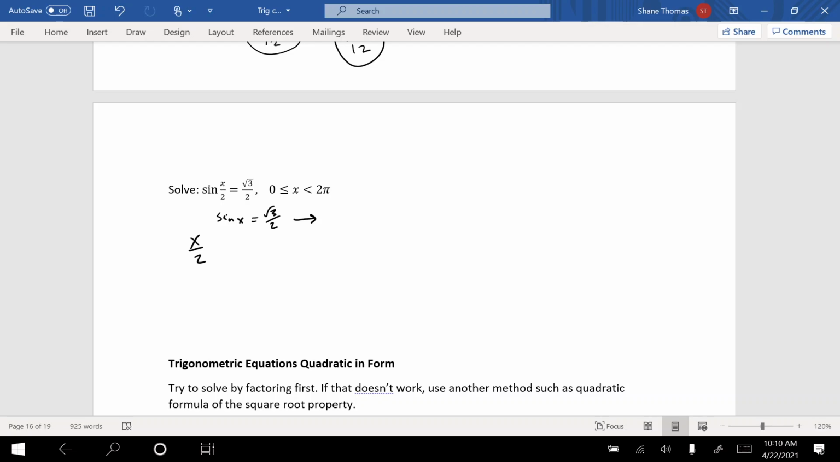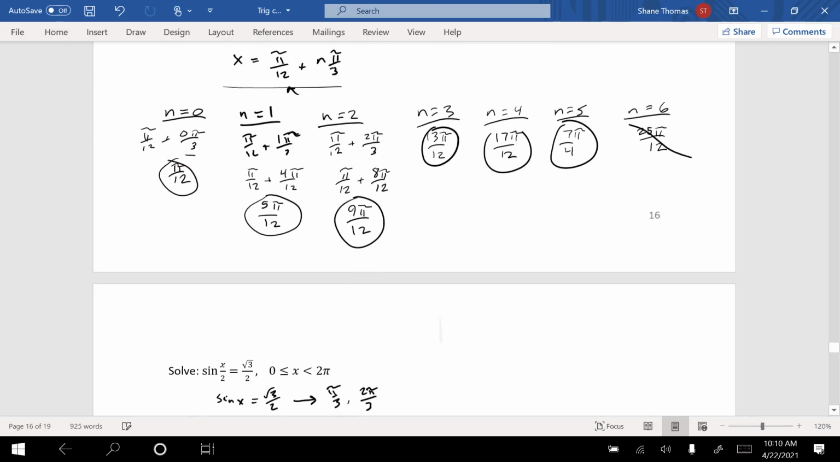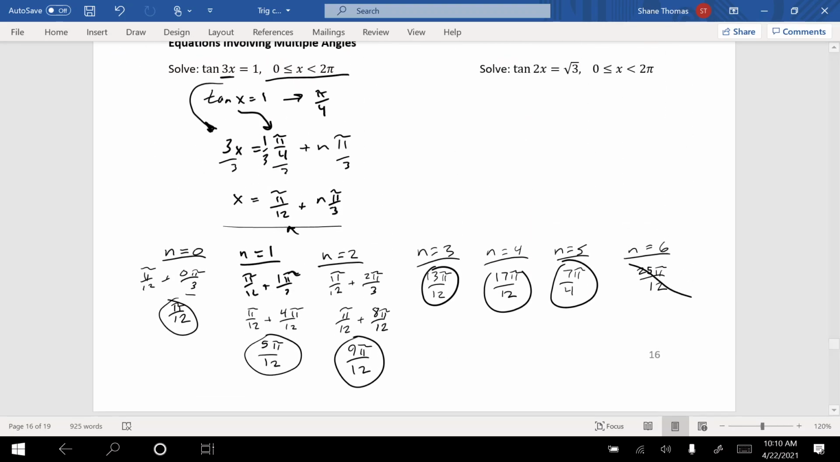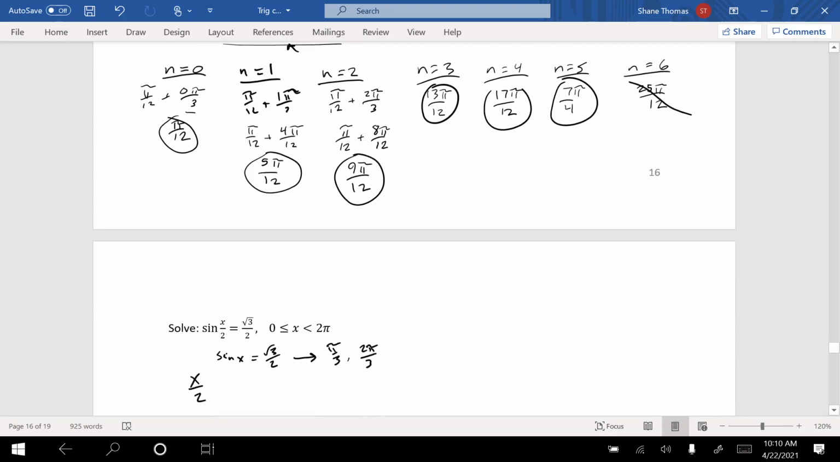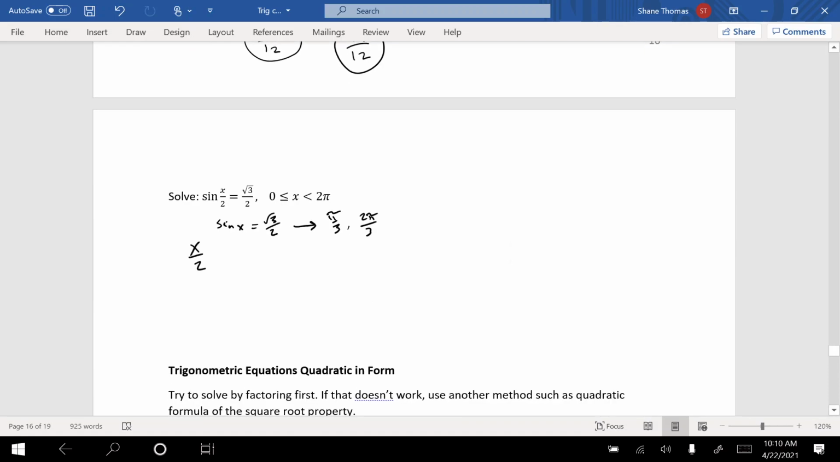Yep, pi over 3 and 2 pi over 3, correct. So last time we did this, we just set that aside, found the value, then plugged it into that equation, right? Do the same thing here. Now this is a sine function, so we still have the 2 that's with the n pi.